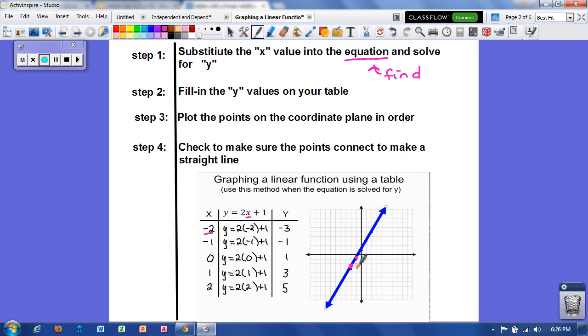Now, you don't have to plot every point that would be on that line. You just have to plot a few, and then you can use a ruler to create the rest of the line from there. And I'll show you what I mean in our next example.